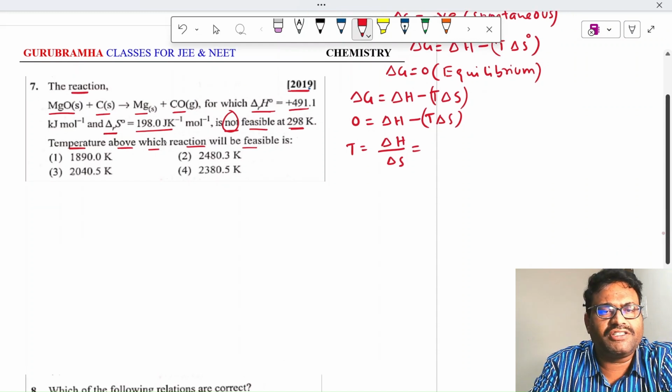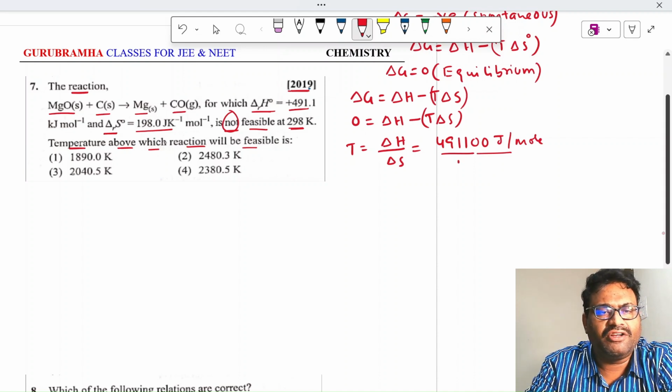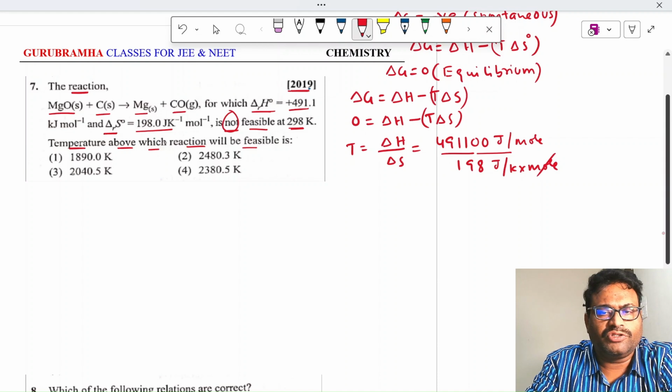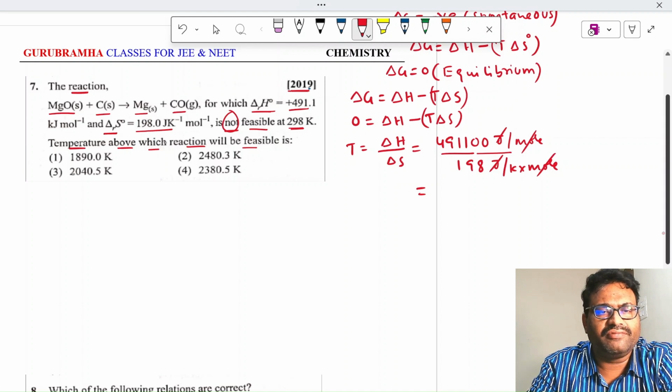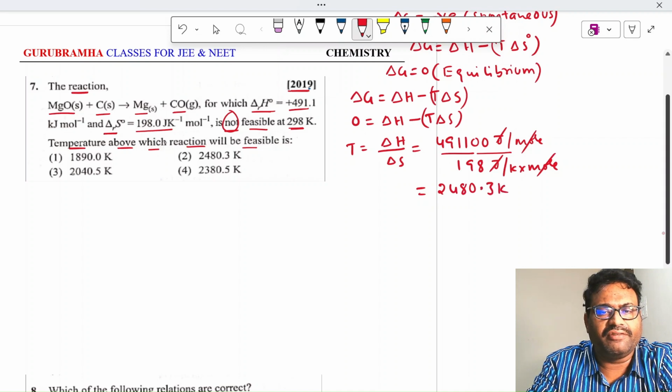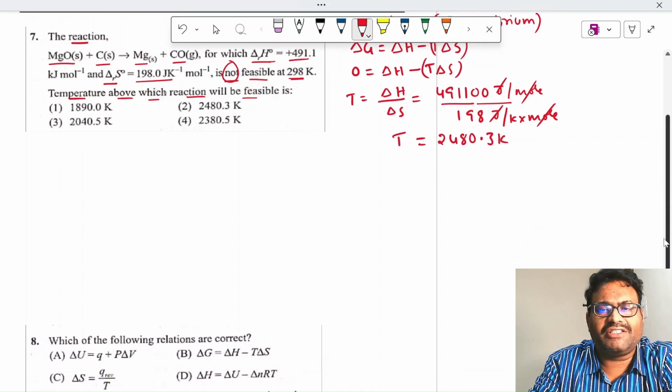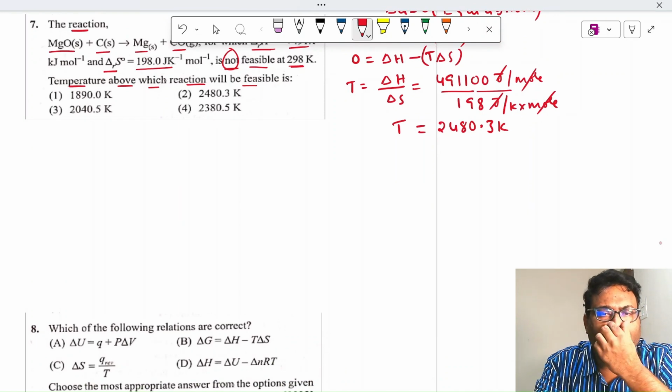So what is delta H given? Plus 491,100, because it is given in kilojoules, I have converted into joules per mole, divided by delta S for the reaction, which is given as 198 joule per Kelvin per mole. So mole and joule cancel. Then you get the answer in Kelvin. How much Kelvin do you get? 2480.3 Kelvin. At this temperature, the reaction will be in equilibrium.